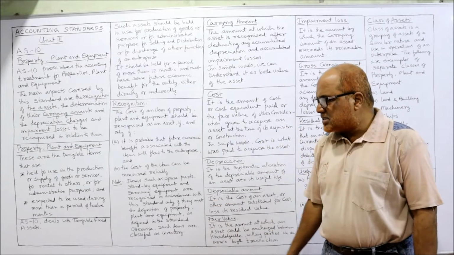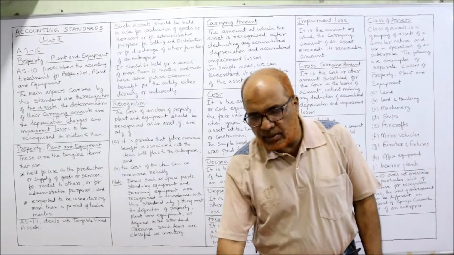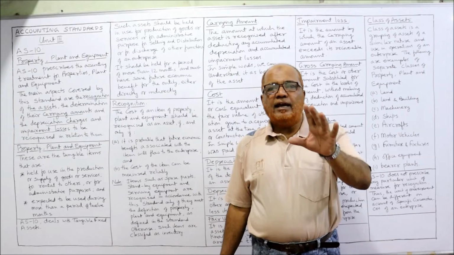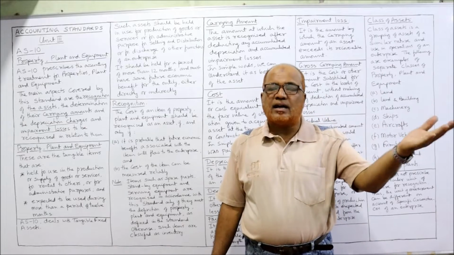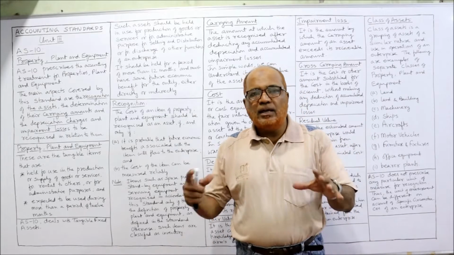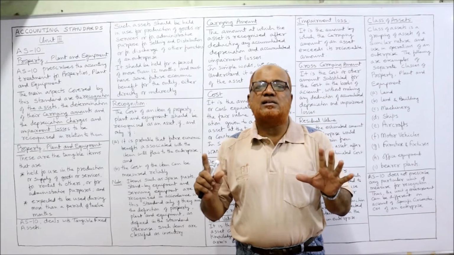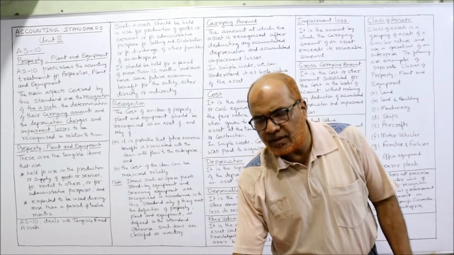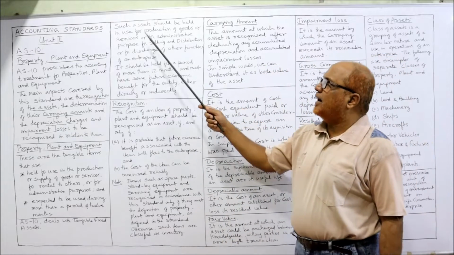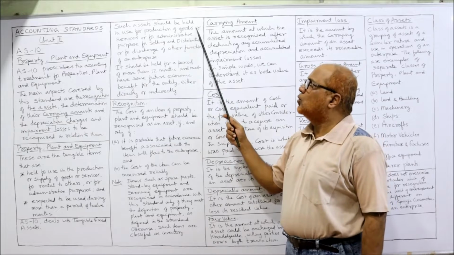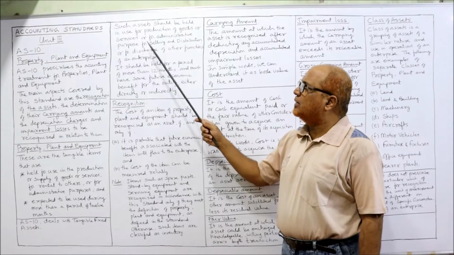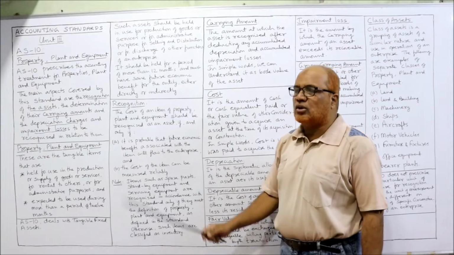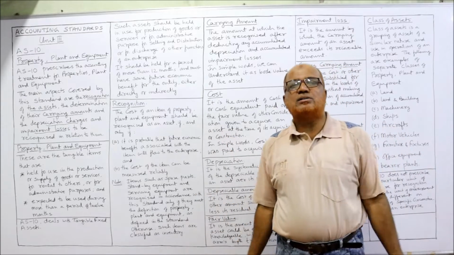Then AS10 deals only with tangible assets. Remember, two types of assets are there: tangible and intangible. For intangible assets, there is a separate accounting standard, AS26, but here only tangible assets are covered under AS10. Now, such assets should be held for use in the production of goods or services, or for administrative purposes, for selling and distribution, or for discharge of any other function of the enterprise. Explanation has been given.